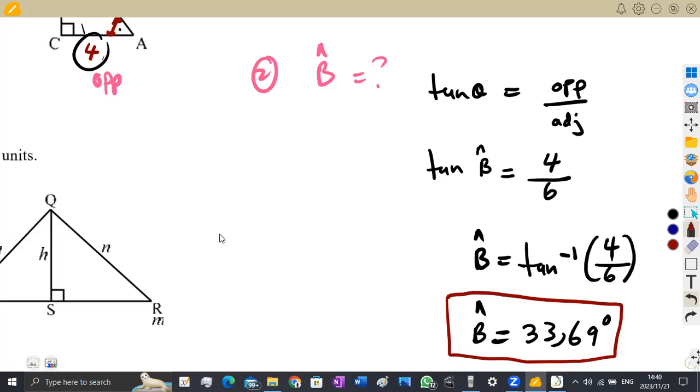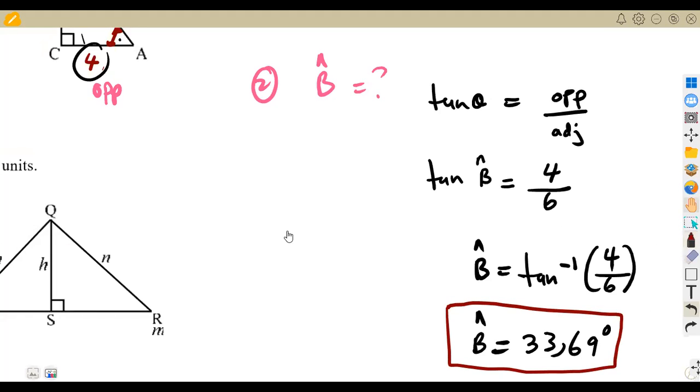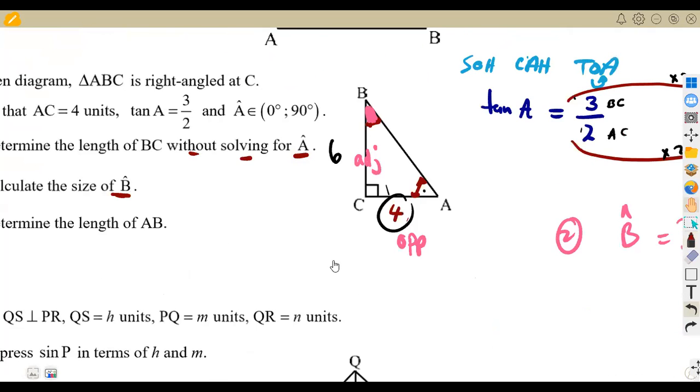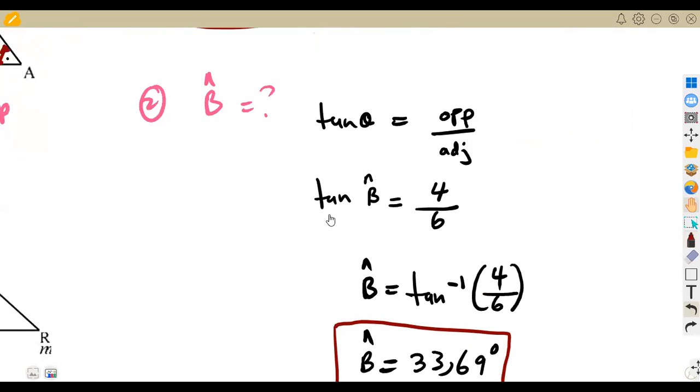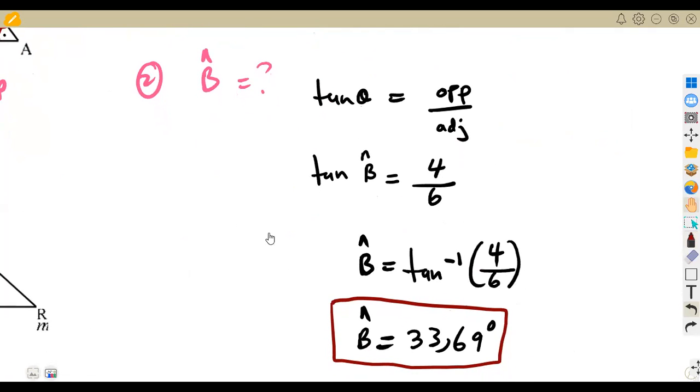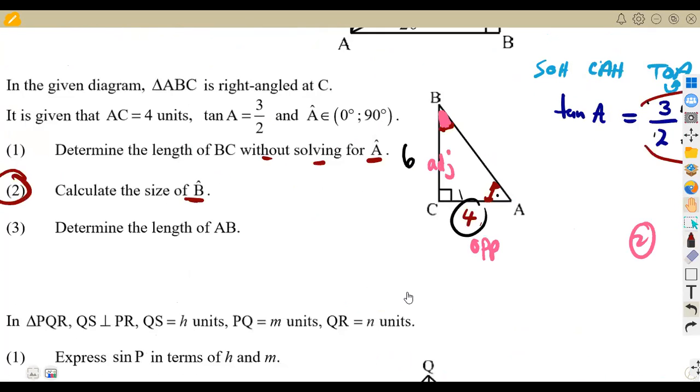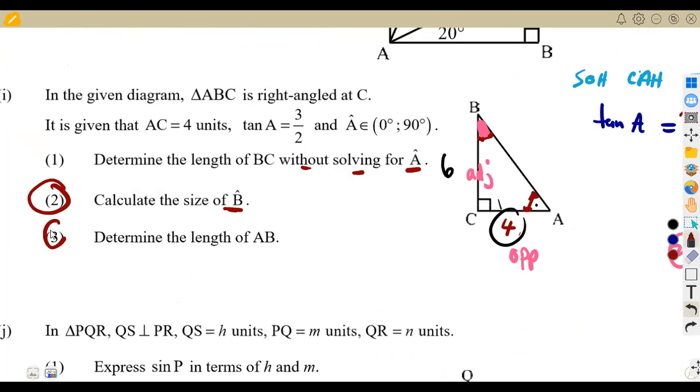Okay, so with this angle, you can even determine angle A if you want, but that was not about angle A, it was about angle B. Okay, so these were the steps. You just needed the ratio that you're going to use because you already have the 2 sides. Okay, then after that, they want you to calculate or to determine the length of AB, which is this one.